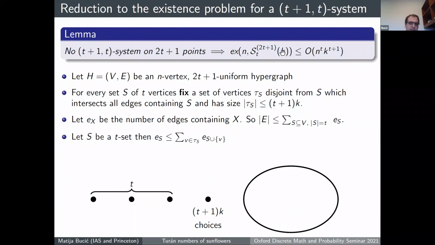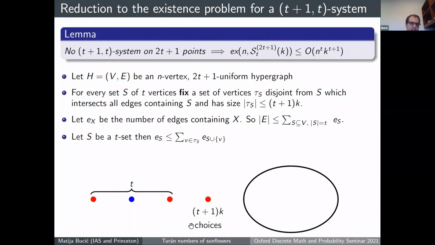And if we knew that not only we don't have a balanced sunflower, but that we also don't have the one with kernel of size t plus 1, then we could just trivially repeat the same thing. So we could find a small cover for t plus 1 element sets, and this would guarantee us a small cover here. But unfortunately, we can't do that if we're just forbidding this balanced sunflower.